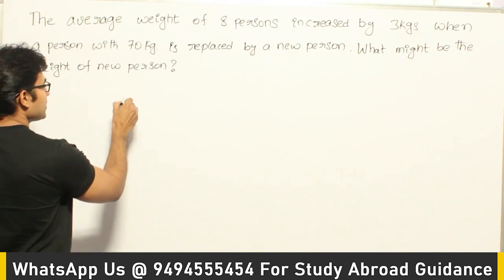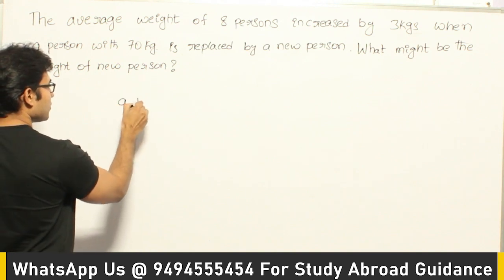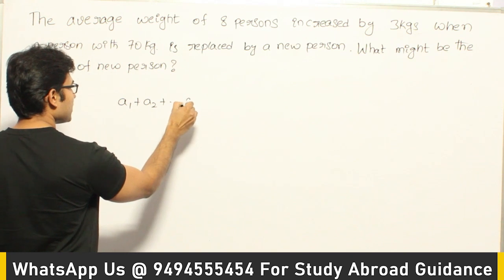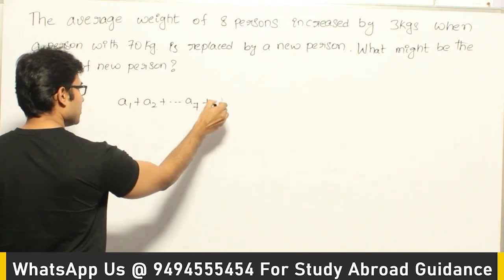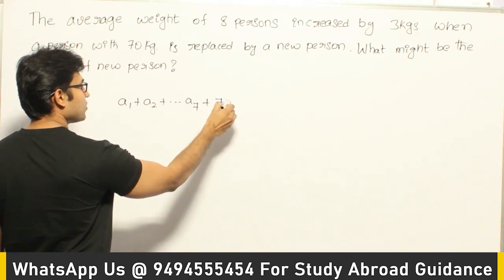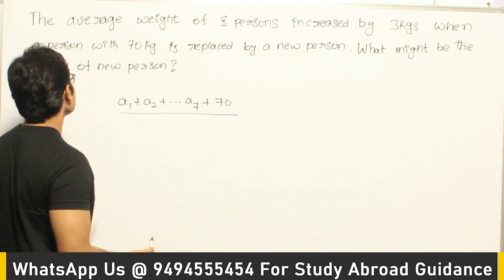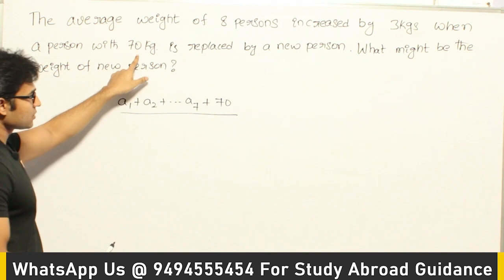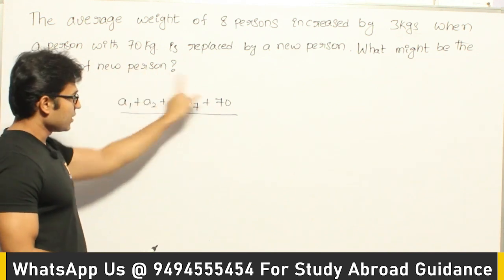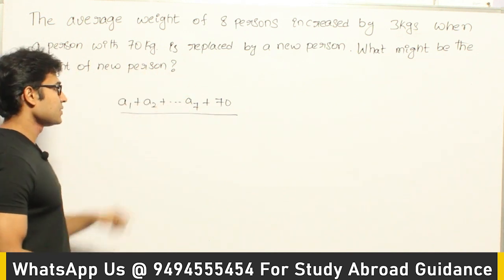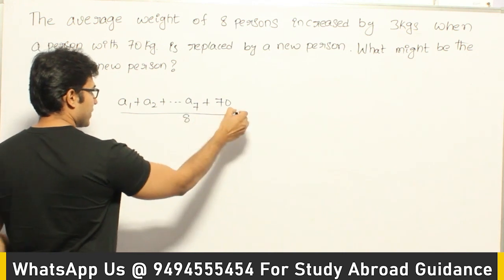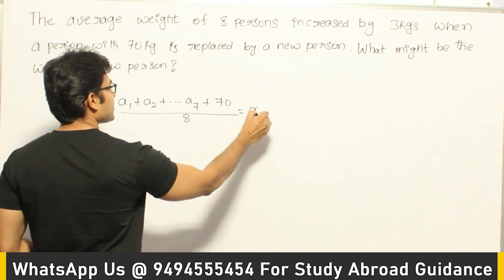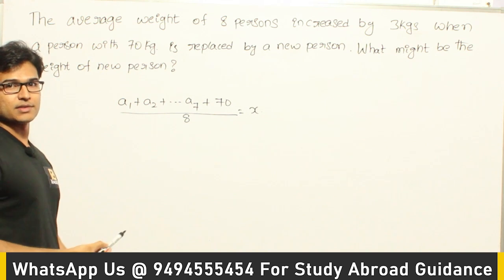So what they are saying is, initially there are 8 people, so A1 plus A2 plus so on plus A7 plus the 8th person's weight is 70 kgs. So you have to be careful there. Why? Because see how it is given: when a person with 70 kgs is replaced, which means there is already a person with 70 kgs in this 8. That is why I am writing like this. A1 plus ... plus A7 plus 70, divided by 8, is equal to, let's say, x, and I don't know what that value of x is.